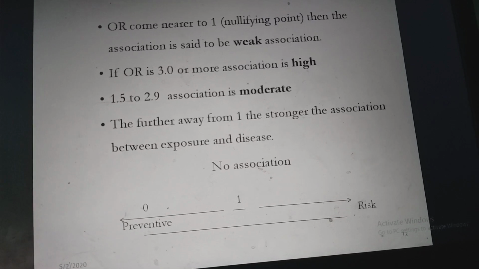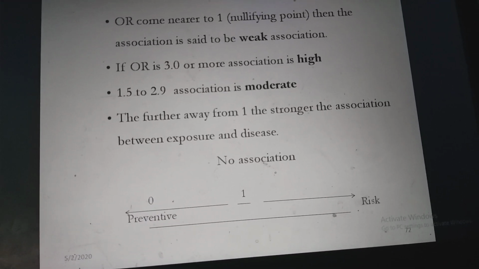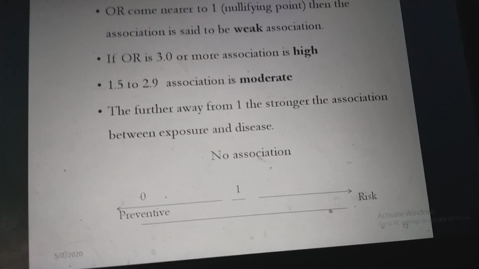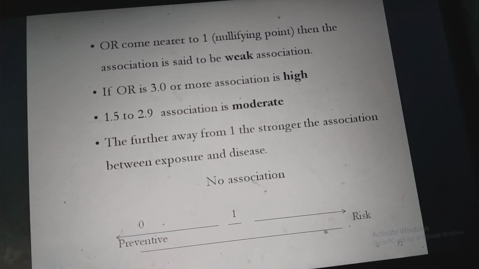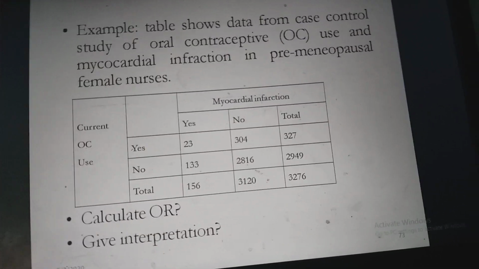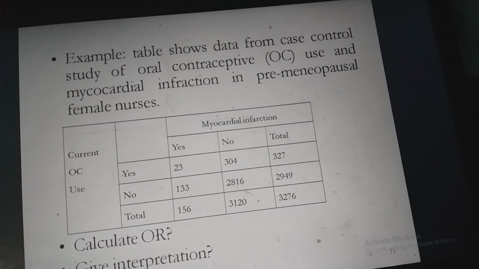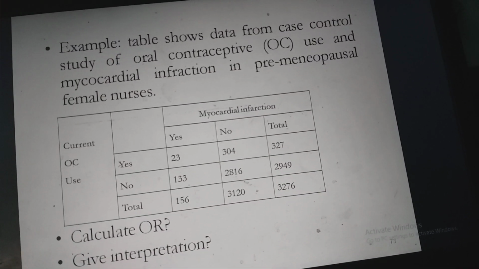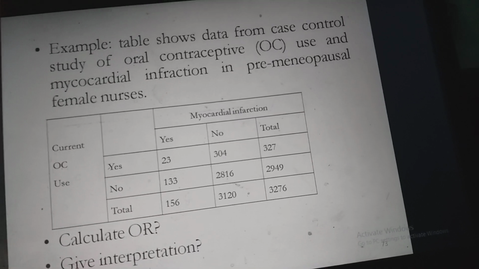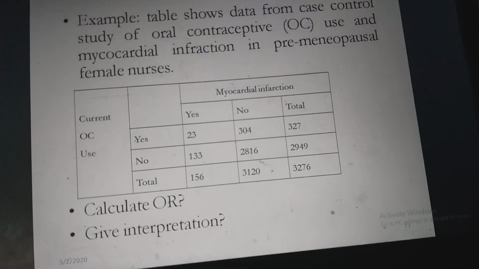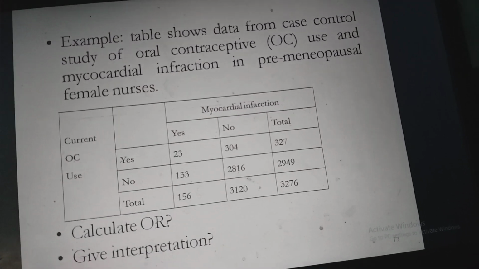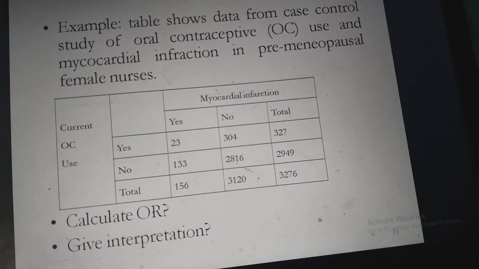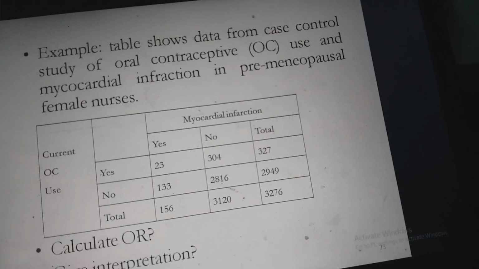So the same as relative risk. From 0 to 1.5, weak. From 1.5 to 2.9, moderate. Greater than 3, high association. So from this, let's calculate the table that is given to you, taken from a case-control study of oral contraceptive use and myocardial infarction in premenopausal female nurses. The table is already given.